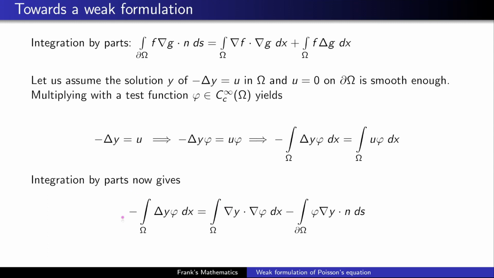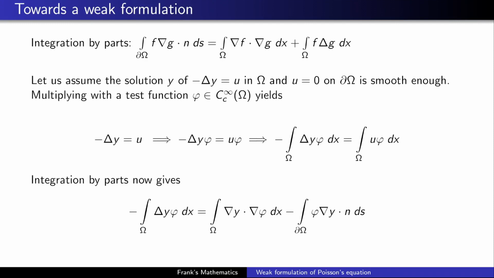And you can see the result here. Again, the trick is that on the left-hand side we have second derivatives, while on the right-hand side we only have first-order derivatives, especially if you look at y. And this is nice because we have reduced the order of the derivative.